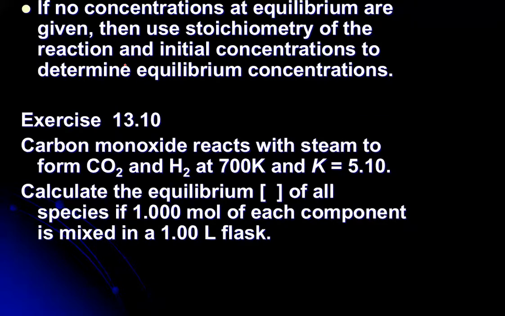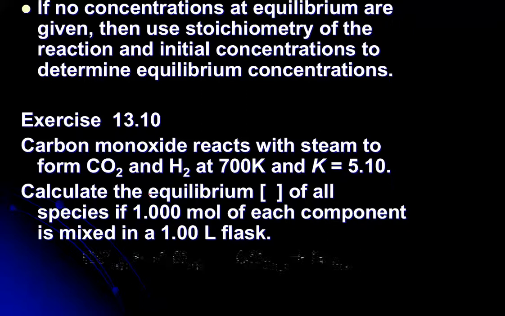So, another type of problem we have. It says carbon monoxide reacts with steam to form CO2 and H2. They give you a K value, so we are not going to be solving for K. They say calculate the equilibrium concentrations of all species if 1 mole of each component is mixed in a 1 liter flask. Again, we do need our molarities when we do our ice boxes, so we're going to use moles per liter.